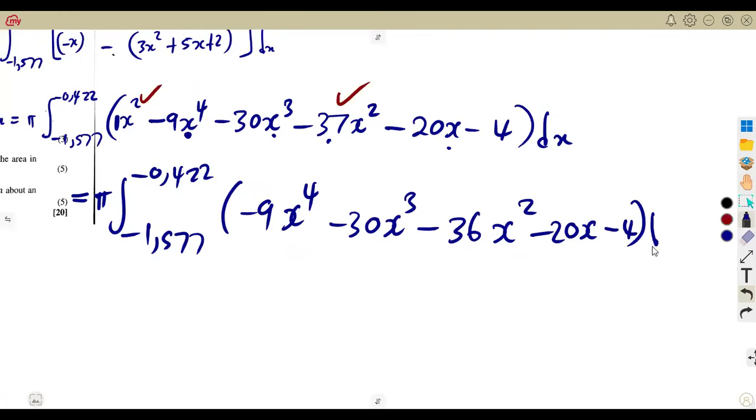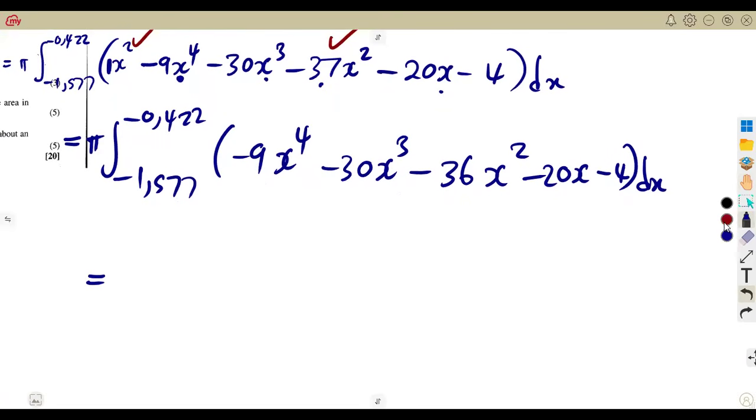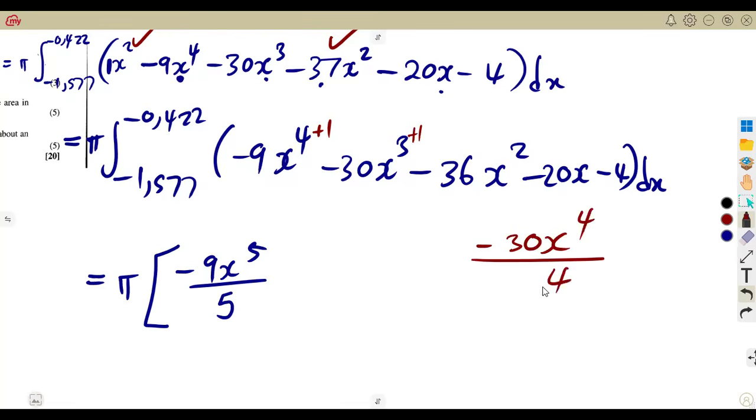We can integrate each and every term with respect to x. We can integrate now. So that was going to be pi. Let's integrate this. Remember, add a 1. That was going to be 5 there. So it's minus 9x to the exponent of 5 over the new exponent, which is 5. You add a 1, that was going to be 4. So it was going to be minus 30x to the exponent of 4 over a 4, which you can reduce. On your calculator, it was going to be minus 15 over 2. So this was going to be minus 15x to the exponent of 4 over 2.